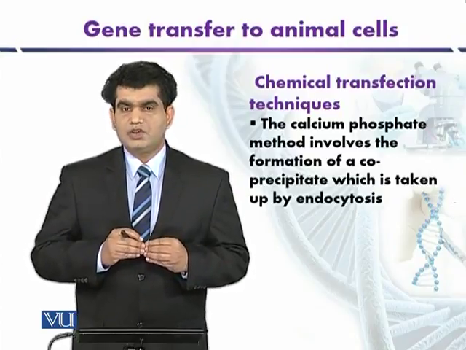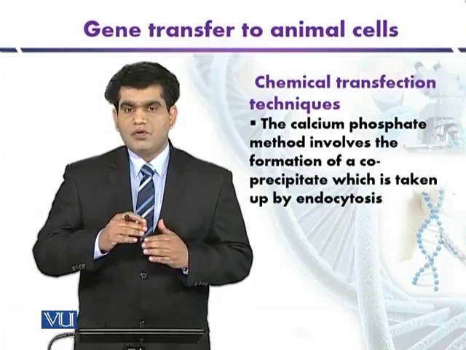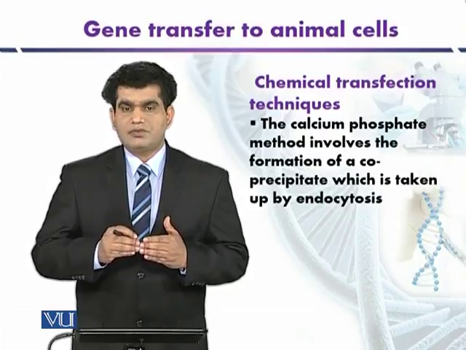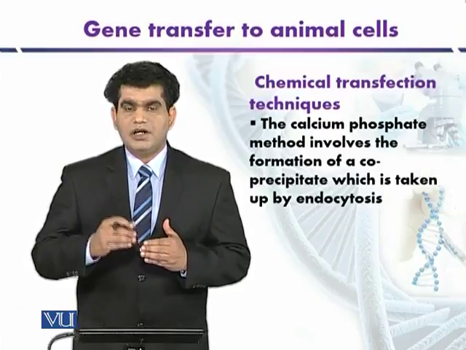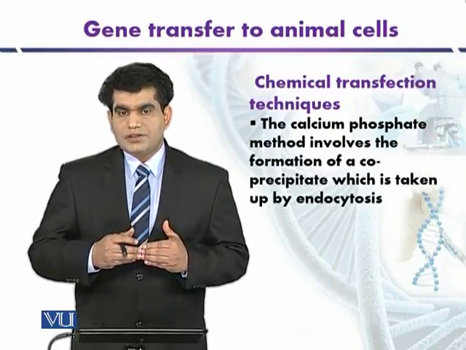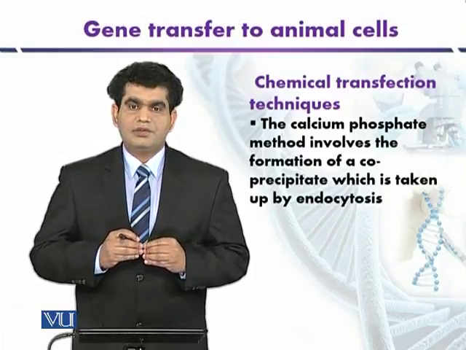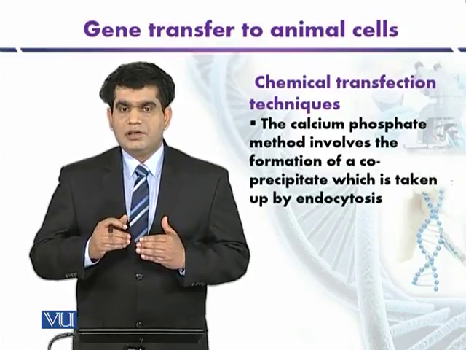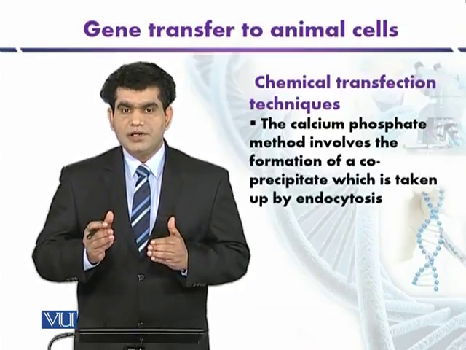Later experiments showed that calcium phosphate that is present in the medium forms complexes with DNA, so that calcium phosphate DNA complexes are formed that are precipitated on the cell surface. After precipitation, such complexes were taken up by the cells by the process of endocytosis, and then the genomic DNA was internalized, later transferred to the nucleus of the cell where it can integrate and express.